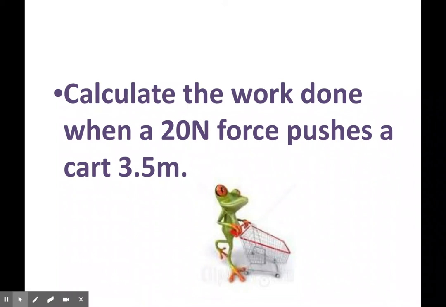Okay, here we've got a frog pushing a shopping cart. For this situation, we're going to not think about him pushing it at an angle. We're going to assume he's pushing it in a straight line, just to simplify things. Later on, we will consider angles. So he's pushing this shopping cart. He is applying a force of 20 newtons, and he's pushing it 3.5 meters. So our work done would be 70 joules.